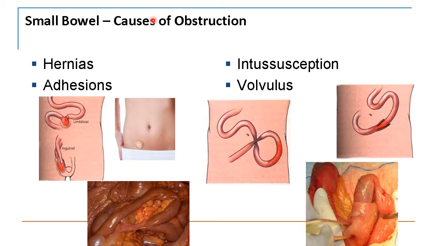There are many causes of intestinal obstruction, which is an acute abdomen. Some are due to hernia, or adhesions, or intussusception, or volvulus. These are the common causes of obstruction, but other causes exist. This diagrammatic representation differentiates between the hernia and adhesion.